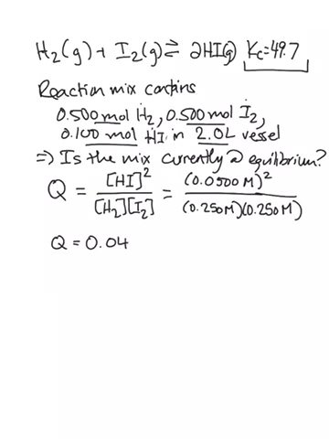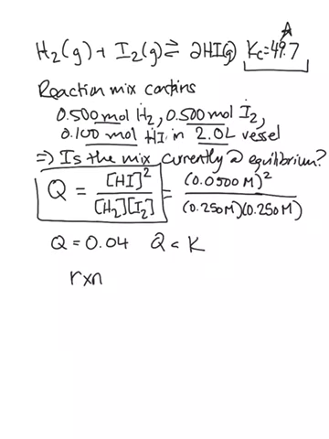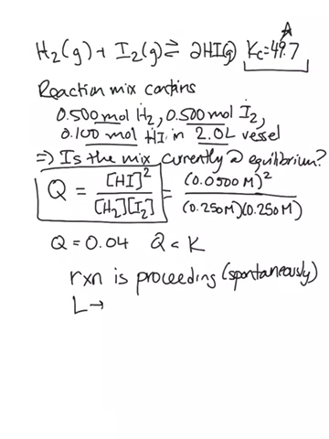Again, Q, just like K, is unitless. And I look at that K up there at 49.7, and I notice that Q is less than K. What does that mean? That means that my ratio of products, HI to H2 and I2, isn't big enough yet. It's too small. So what is my reaction doing? Reaction is proceeding spontaneously. I don't really have to say that because that's implied, but I can. Which way is it going? Well, I haven't made enough product yet, so it's going from left to right. That's how I diagnose that. I use Q and I compare it to K.